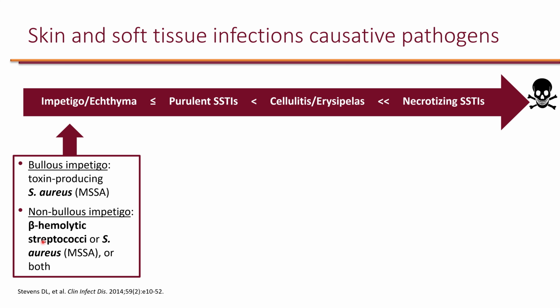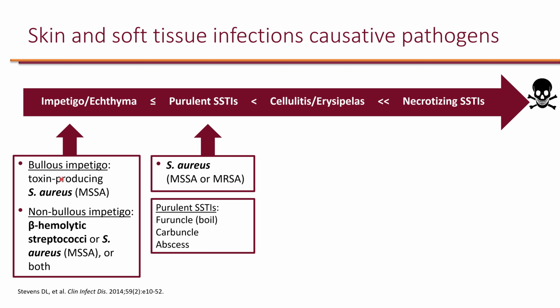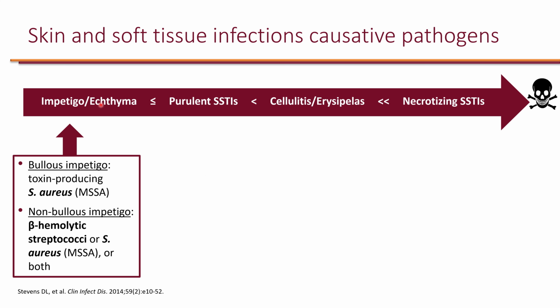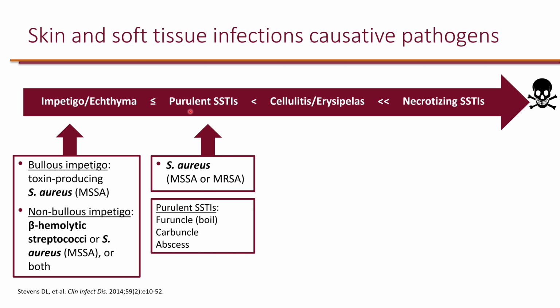Non-bullous could be due to beta hemolytic streptococci. So that's essentially group A strep, Streptococcus pyogenes, or Staph aureus, or both. And that's still MSSA. So it's not necessary to cover MRSA for these superficial infections. I should mention this is the same for eczema as well.